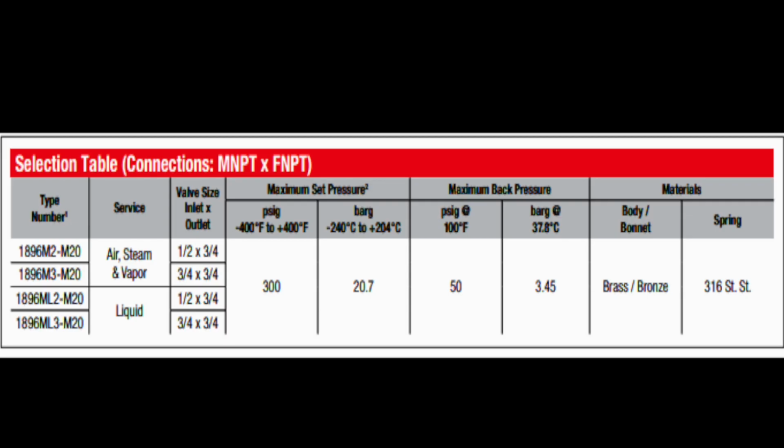What I do like about this on the bottom is it actually gives you, that's what we talked about, the different type numbers that are good for the different services. As you can see, the M2 and M3 are good for air, steam, and vapor. That's what they're designed for. The ML2 and the ML3 are designed for liquid. Then you see the set pressures, the back pressures, the things that the Consolidated catalog had, but it's just giving you them here in a different format.